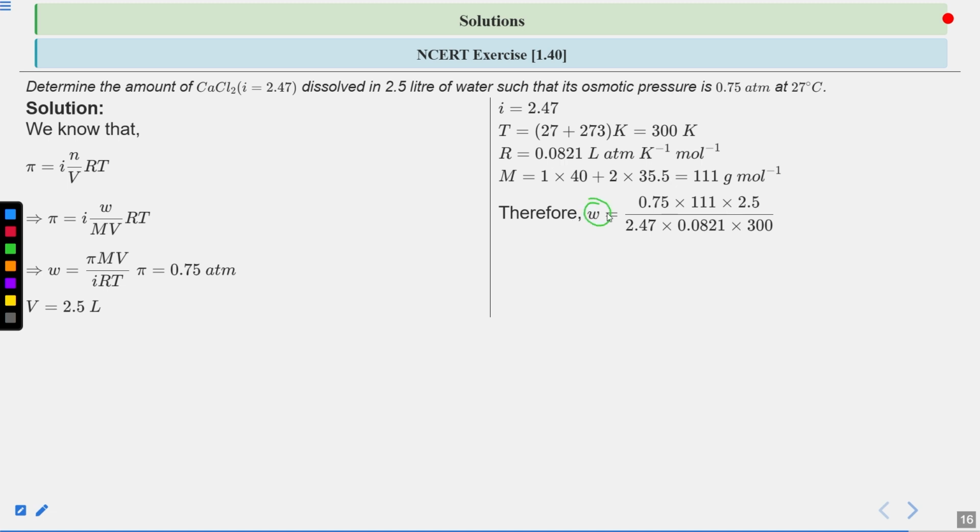Therefore, the weight would be calculated in this manner. Just put all these values. You will get it as 3.42 grams. Therefore, the total amount which is required is 3.42 gram.